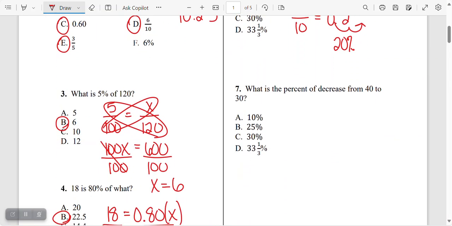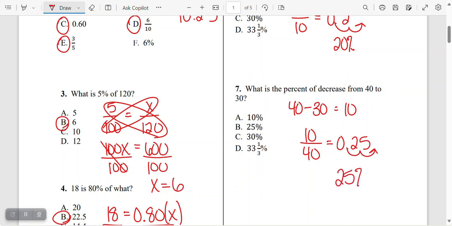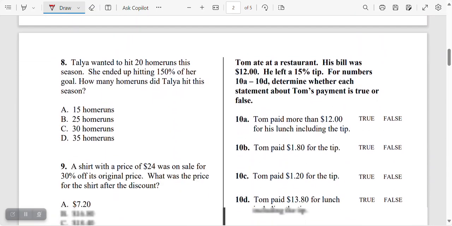Number 7, it's a decrease because it's going down from 40 to 30. But again, we're going to subtract. 40 minus 30 is 10. And we want to divide by the original, which in this case was the bigger number of 40. 10 over 40 is 0.25. Moving the decimal 2 times to the right, that's 25%.